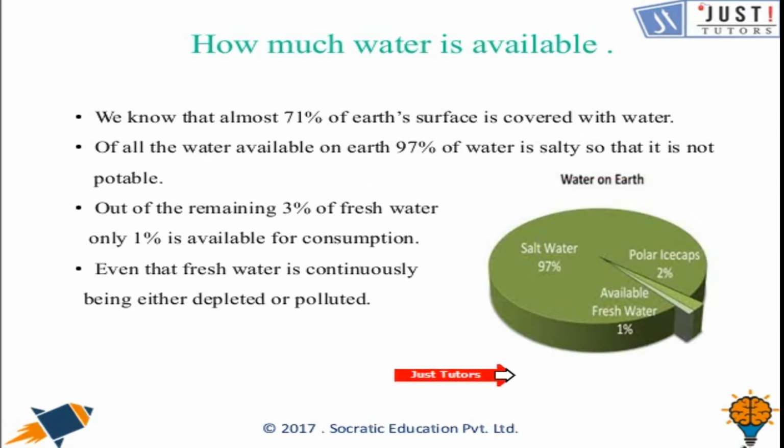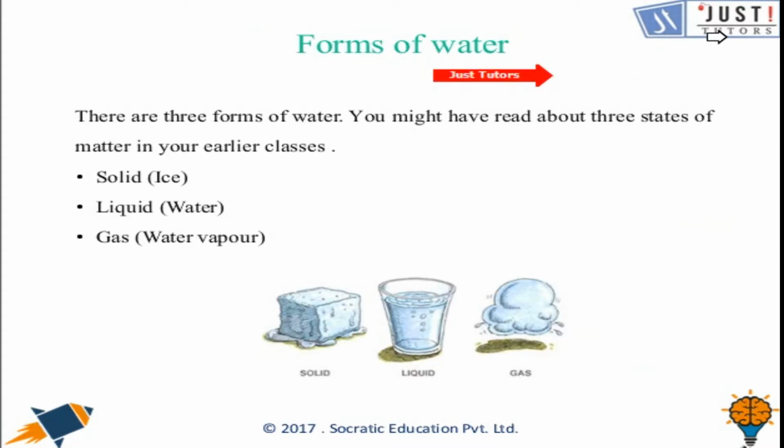And out of the remaining 3% of fresh water, only 1% is available for consumption. And therefore it becomes really important to use fresh water efficiently and not to waste it. Let's move forward towards the next slide and let's talk about forms of water.